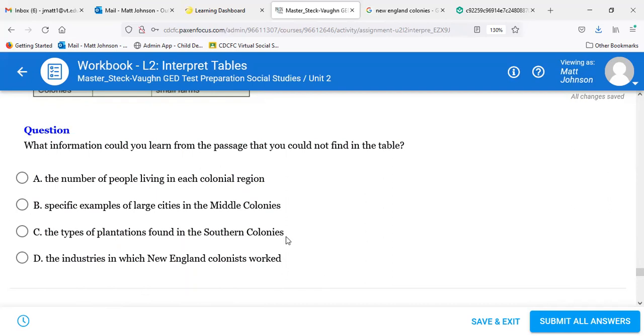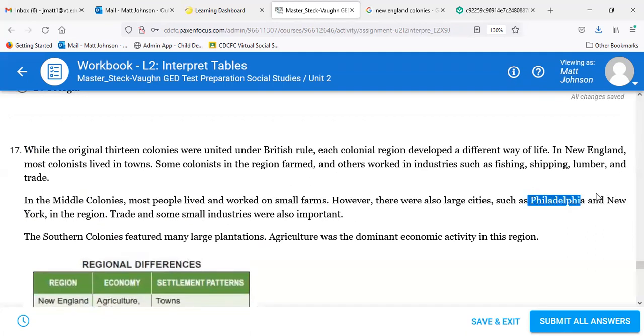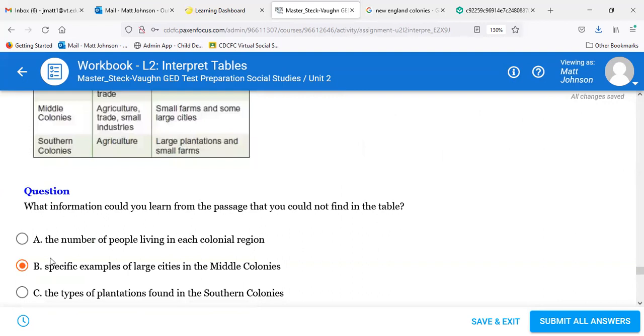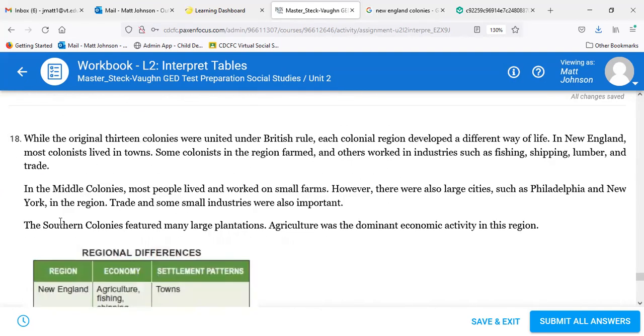So it never says anything about B. B is in boy. Specific examples of large cities, that's what's mentioned up here, right? It talks about Philadelphia and New York. That's the only thing that's really mentioned there. There are no other specifics that come up. So B is in boy.